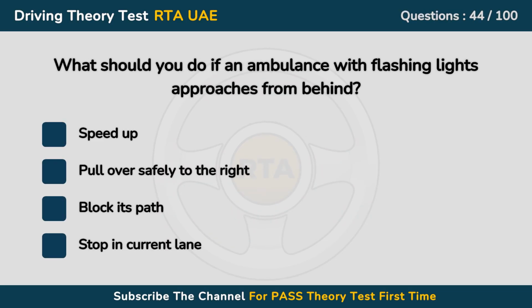Question 44. What should you do if an ambulance with flashing lights approaches from behind? A. Speed up. B. Pull over safely to the right. C. Block its path. D. Stop in current lane.